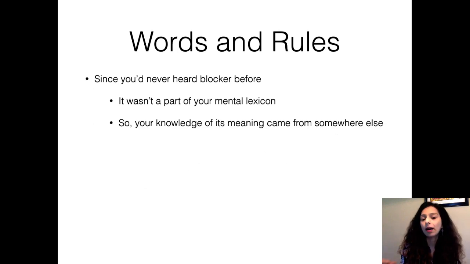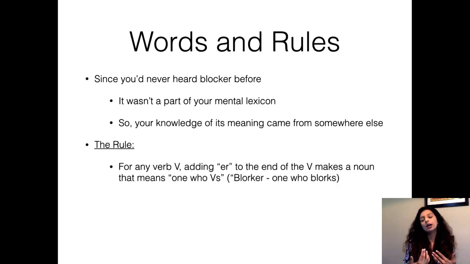Even though this word was not part of your mental lexicon, you understood the meaning, and so the meaning that you assign to this new word that you've never heard before, called blorker, comes from somewhere, right? It comes from a rule that we can create with respect to morphology. So the rule is that if you take a verb of English, any verb of English, and you add er to it, the meaning of the word that is derived from adding er to any verb of English means one who does that particular verb. So blorker is one who blorks.